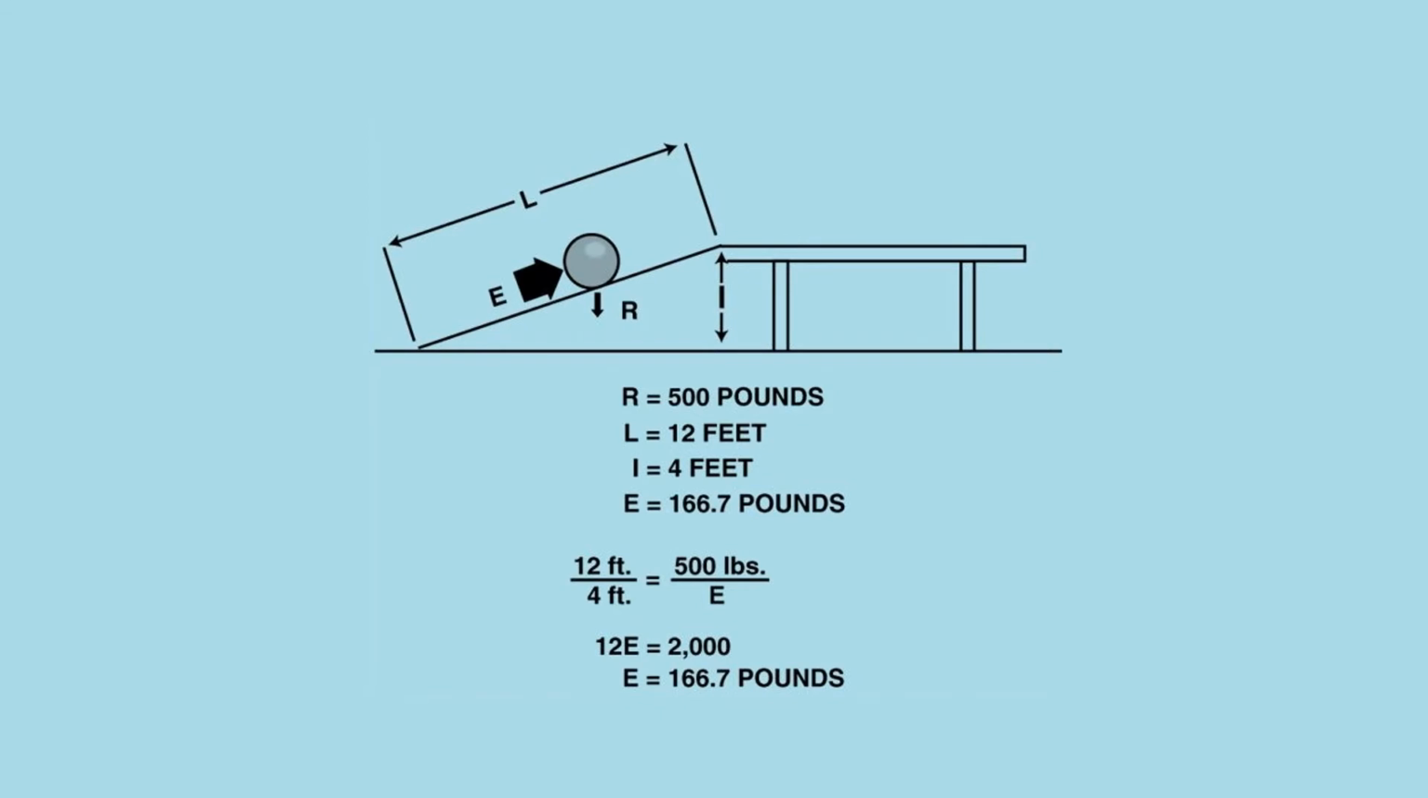In this example of an inclined plane problem, we are given a weight of 500 pounds that needs to be lifted up the ramp. We are given a length of the ramp of 12 feet and a height of the ramp of 4 feet. When we plug these given values into our equation, we get 12 feet divided by 4 feet equals 500 pounds divided by our force or our effort. Once we solve for our force or effort, we find that given this inclined plane and the weight needed to be lifted, we would need 166.7 pounds of force to lift 500 pounds up this ramp.